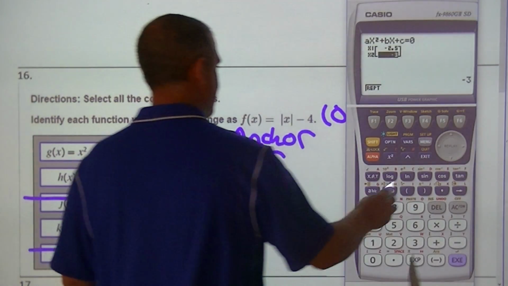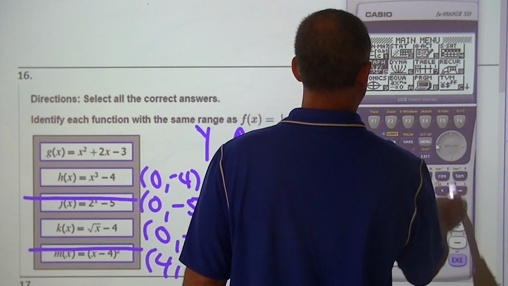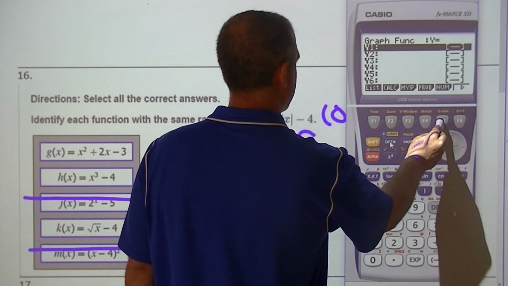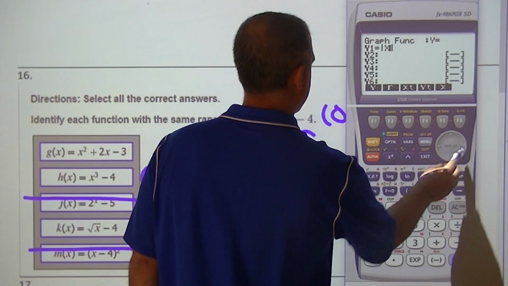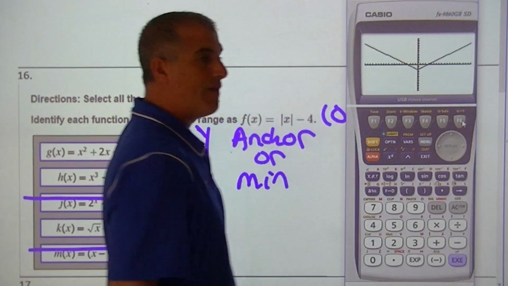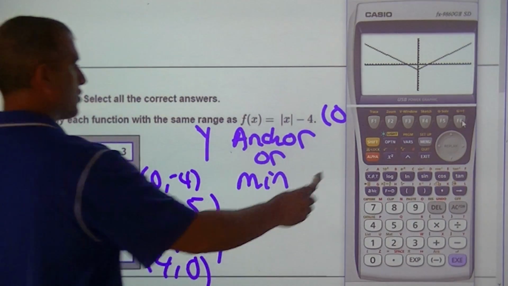Now let's just check these graphs. I'm going to graph the original: absolute value of x, and then a -4 outside. So as you can see, everything would be above that -4. Now, I'm going to try this other one.